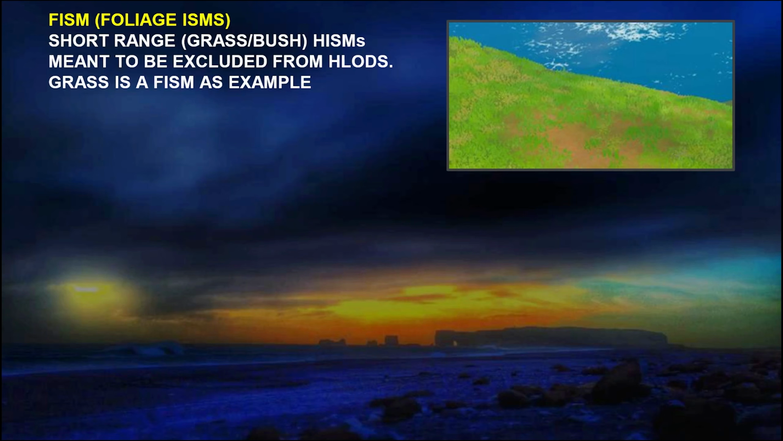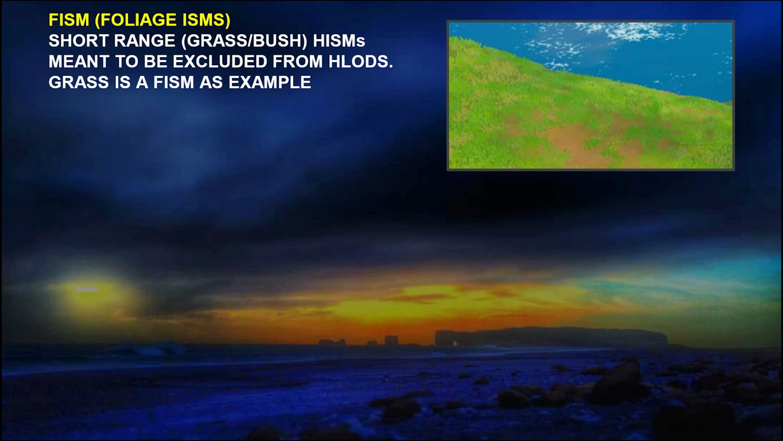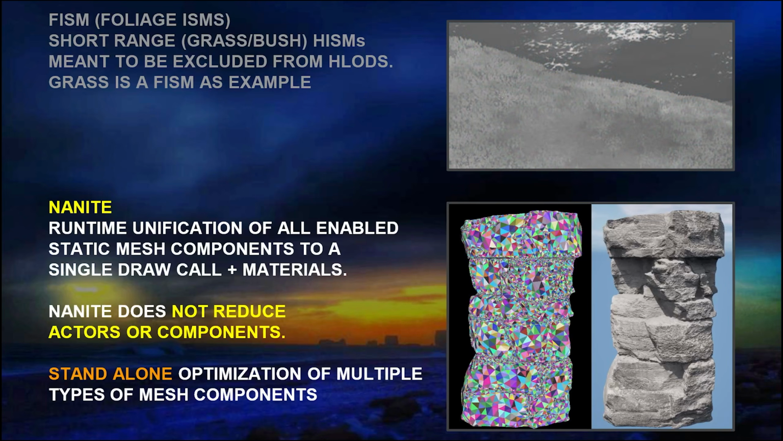FISM, foliage ISMs. These are meant for grass. So sometimes if you try to put a tree into it and bake it in the HLOD, it's just not meant to go that way. Think of foliage ISM as stuff that won't make it at a long distance away. Nanite is a unification of rendering, but it doesn't work on phones. So I'll mention that we just can't use it overall. Hopefully when they get it up to it, it's lovely, I love it, but we just can't use it.